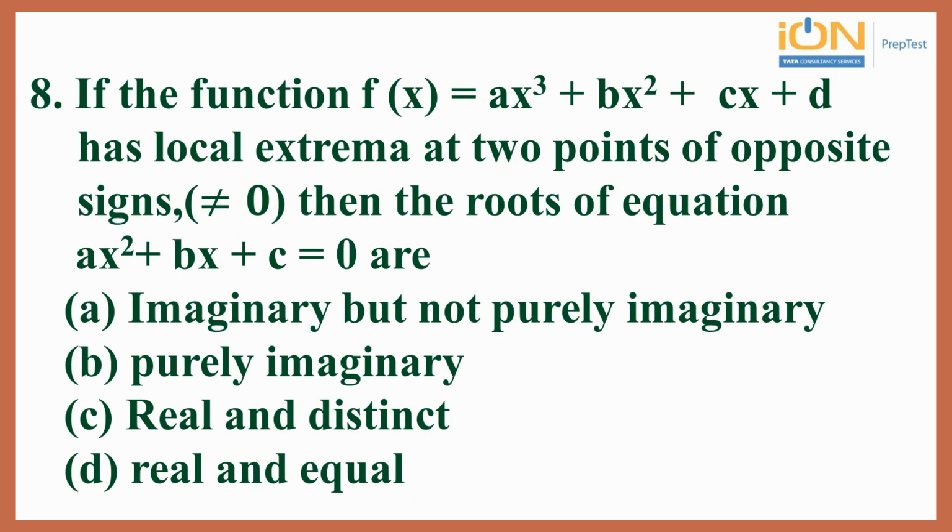Let's move to question number 8. If the function f of x, ax cubed plus bx square plus cx plus d, has local extrema at 2 points of opposite signs, then the roots of the equation ax square plus bx plus c equal to 0 are: first option, imaginary but not purely imaginary. Second option, purely imaginary. Third option, real and distinct. Fourth option, real and equal.